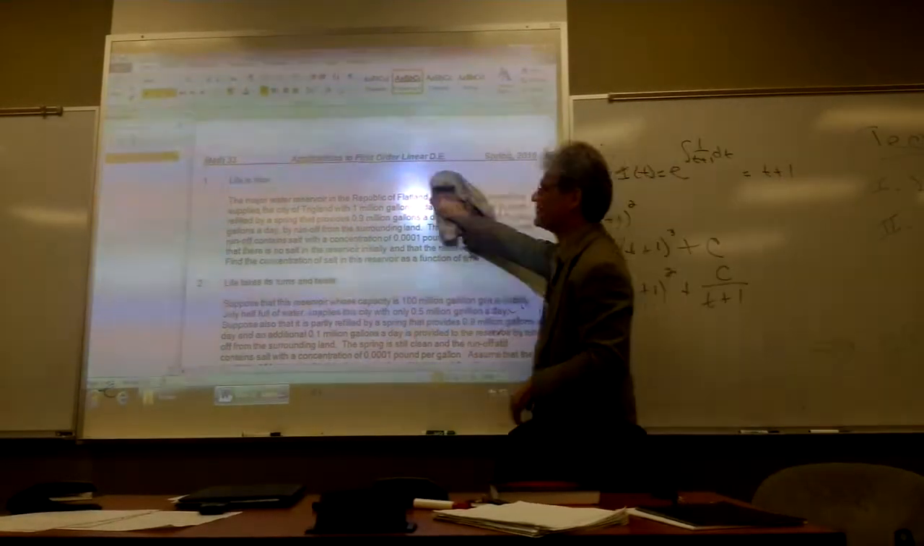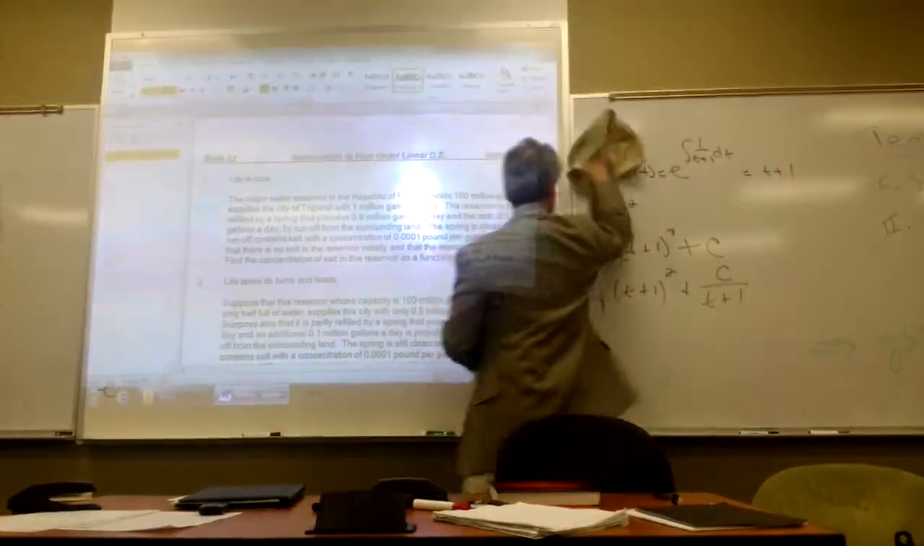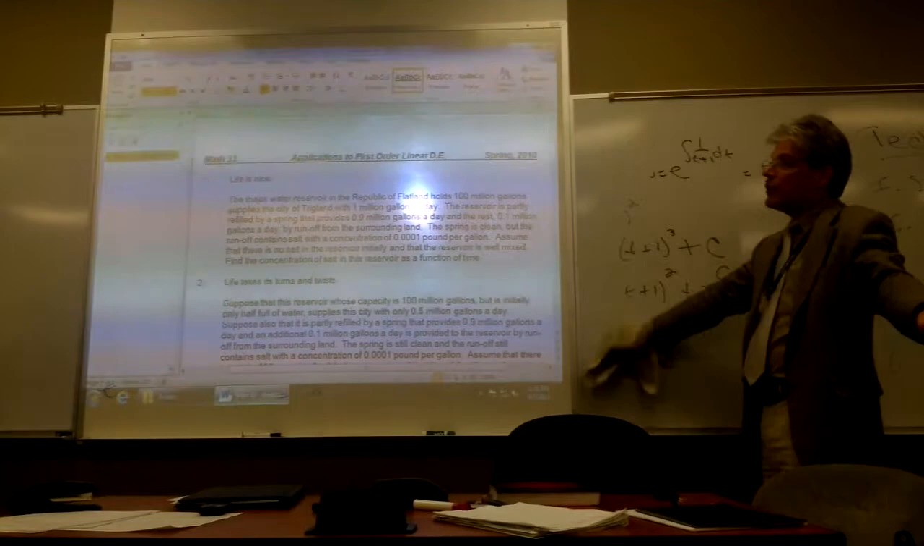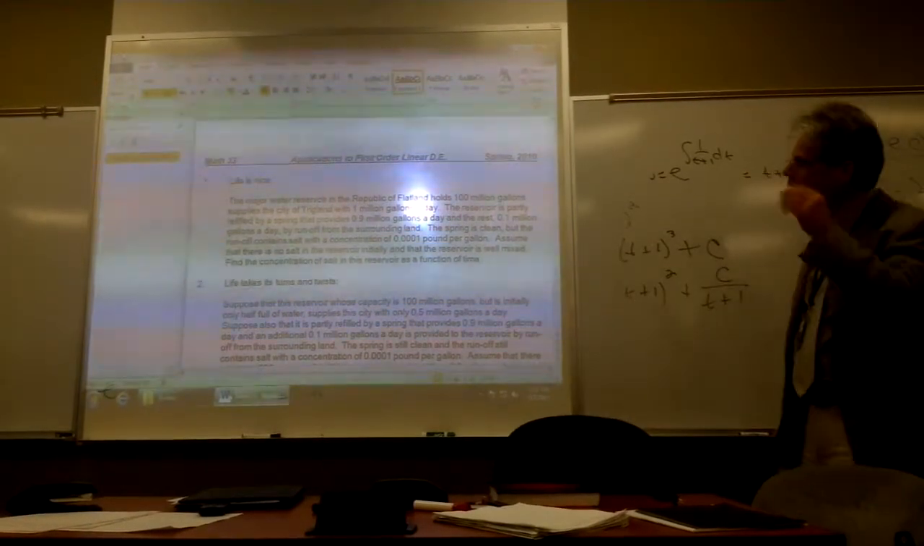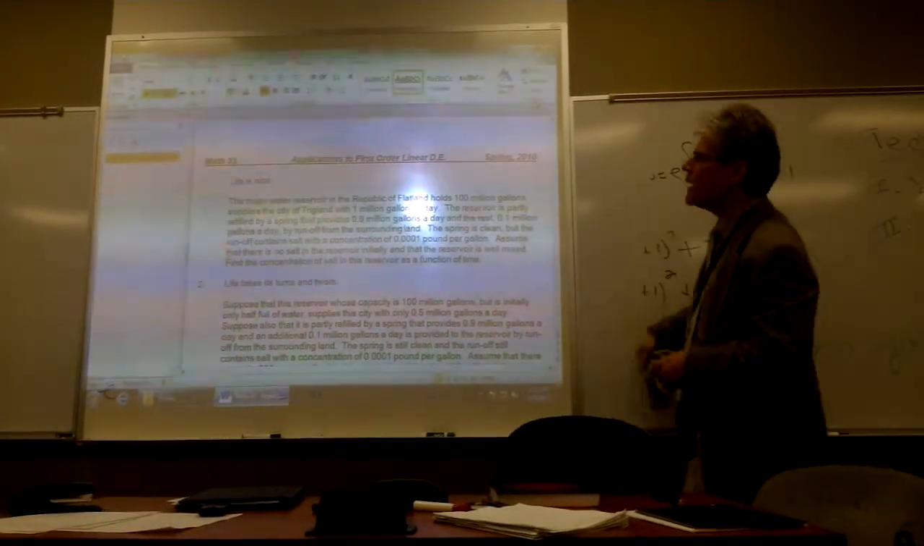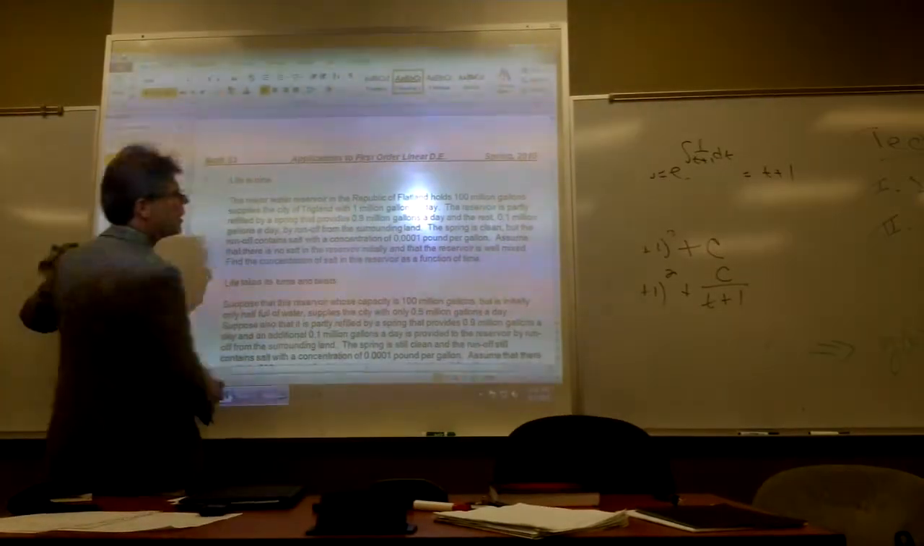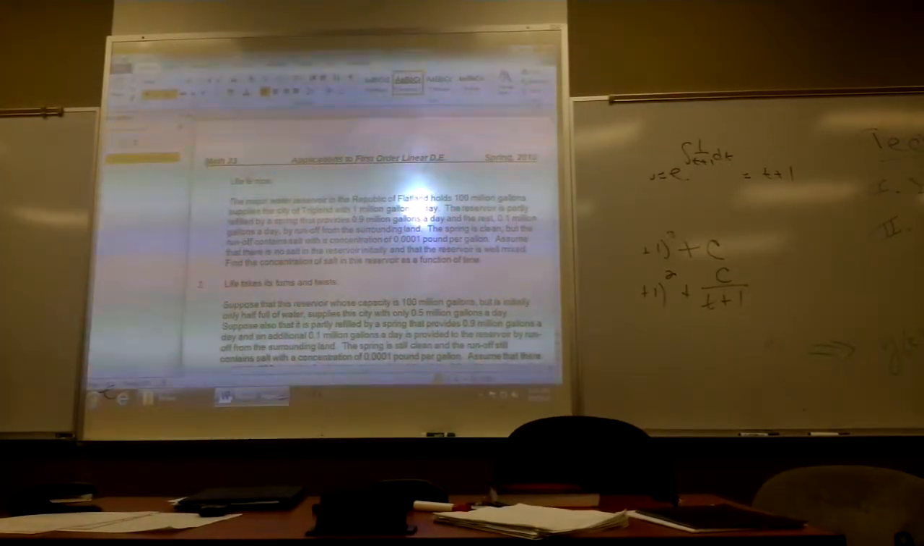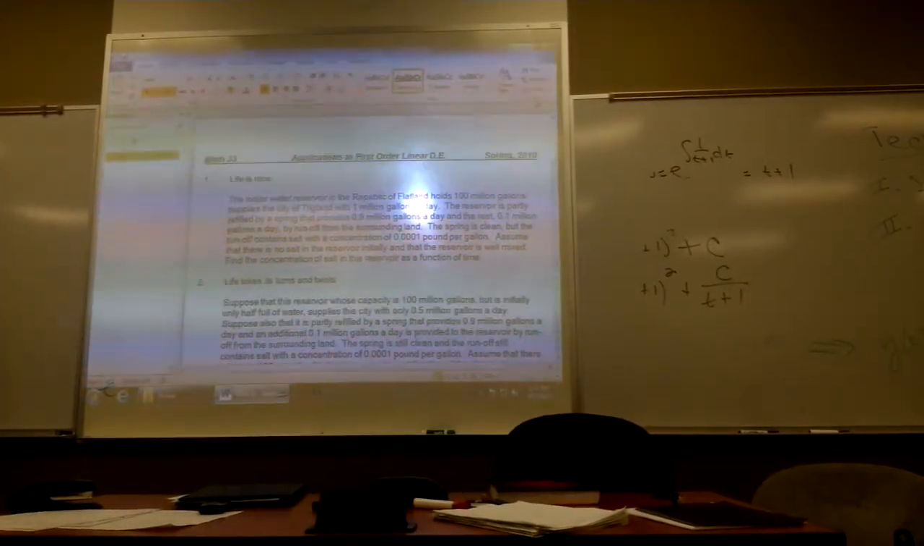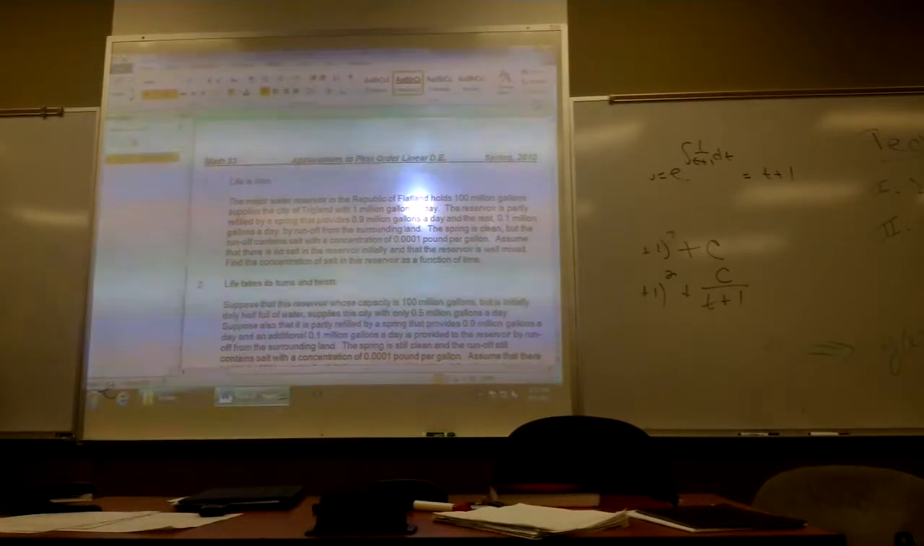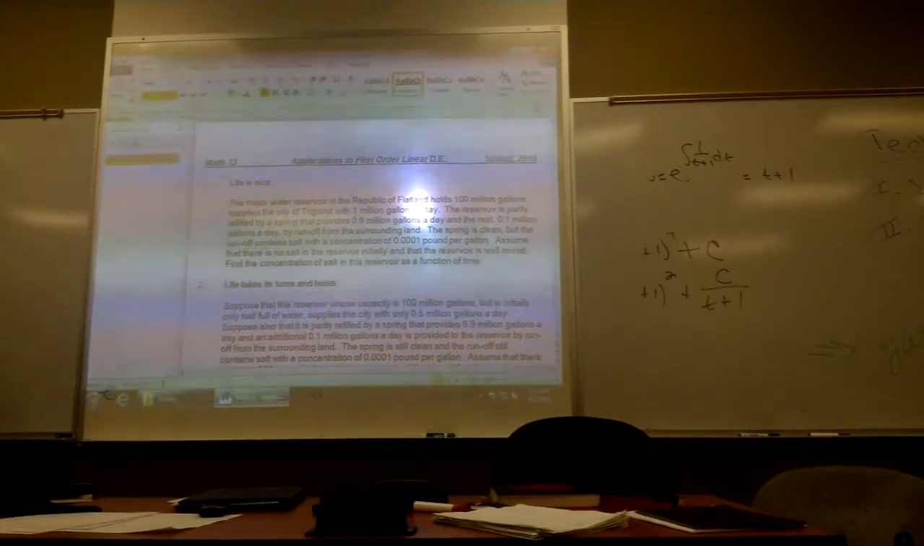Oh, Flatland Council. Now, you guys, I'm like you. I have to come back and read this from scratch. So here I go. The major water reservoir in the Republic of Flatland holds... You guys know what Flatland is, right? ...supplies the city of Triglav with 1 million gallons a day. Let me draw a picture.